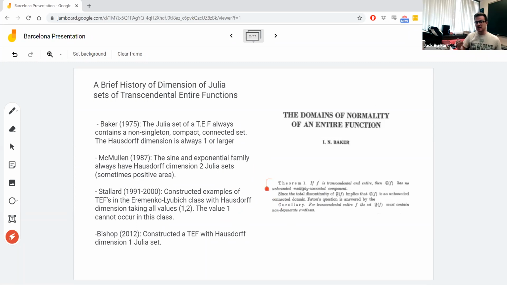And how Baker proved this is he proved this more famous result that there are no unbounded multiply connected Fatou components for transcendental entire functions. This immediately rules out totally disconnected sets. And so you always have to have some non-trivial compact connected set.